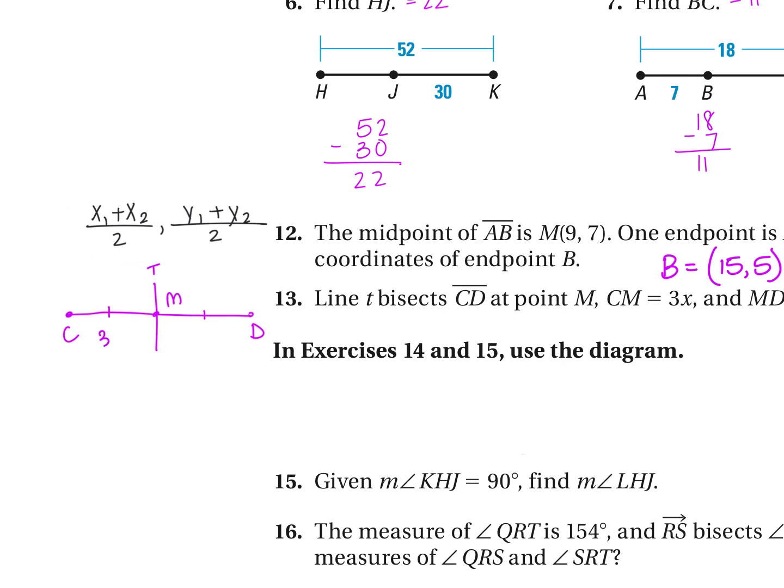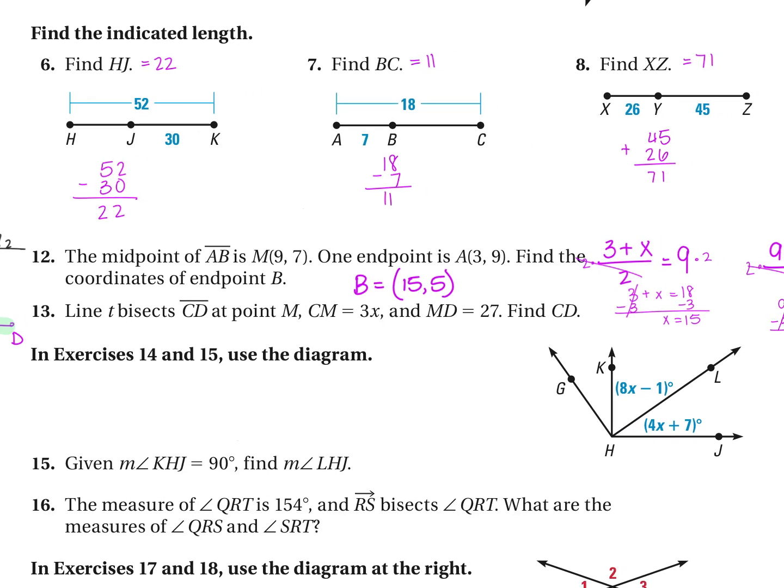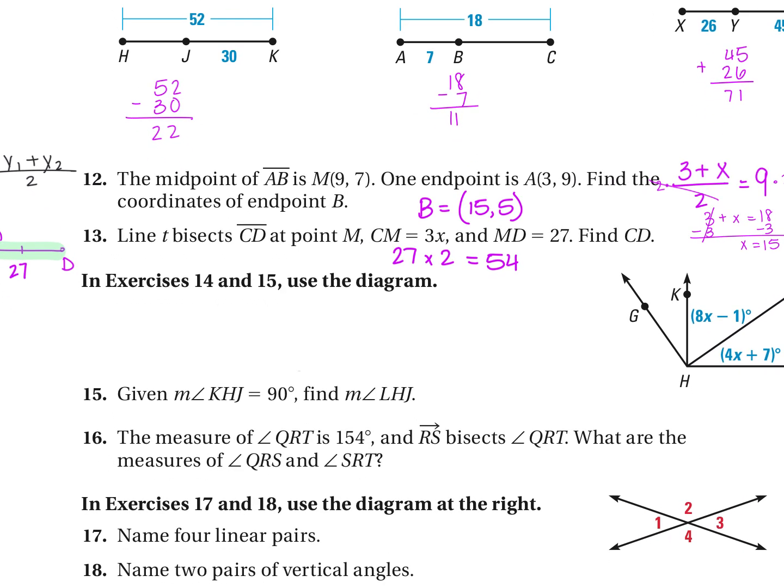So CM is 3x and MD is 27. Do I need to solve for x? No, I don't have to. They're not asking me to solve for x. But because this segment right here is 27, this segment is also going to be 27. And in order for me to find the entire thing, you just add it twice or multiply it by 2. 27 times 2, that's going to give me 54. So CD equals 54.